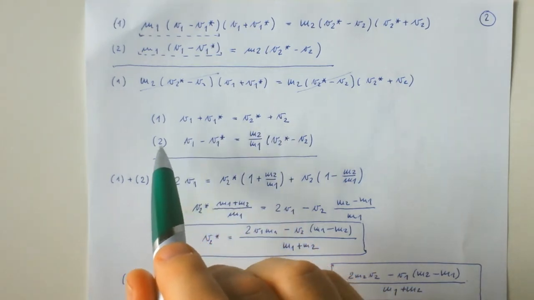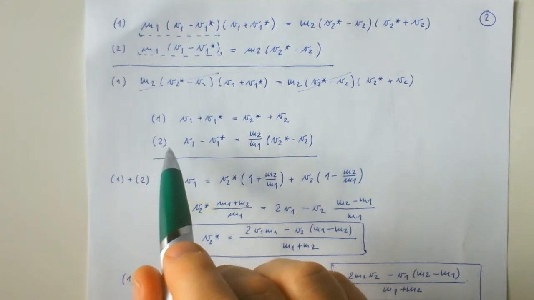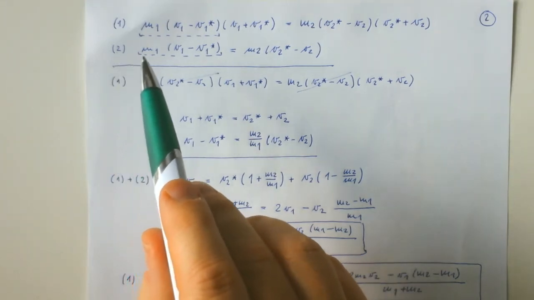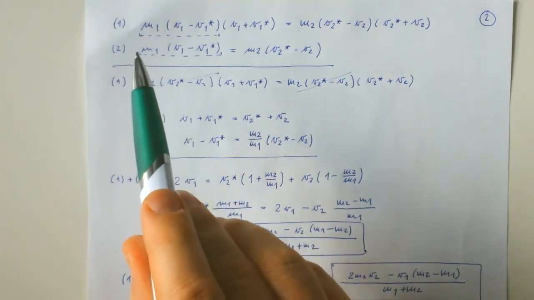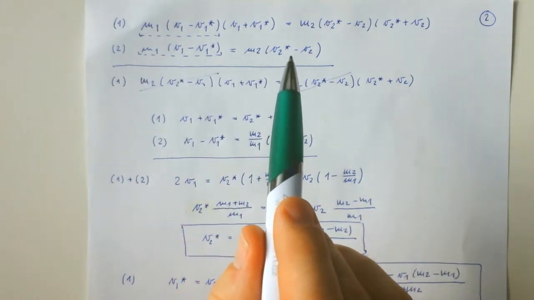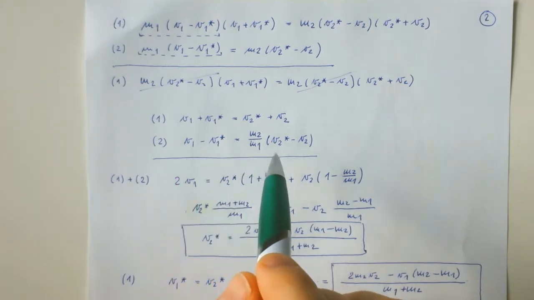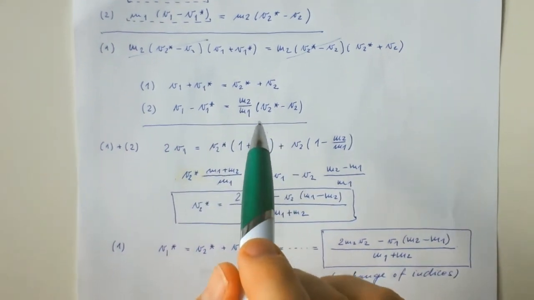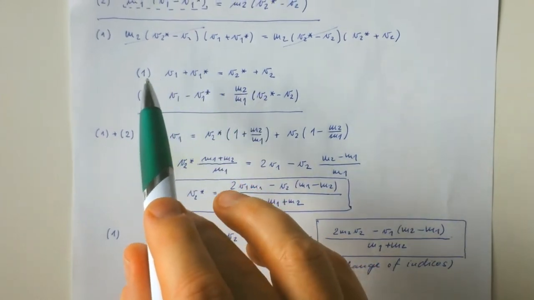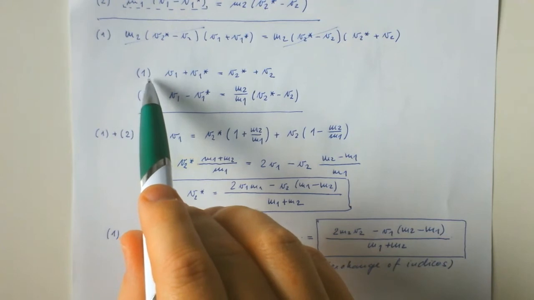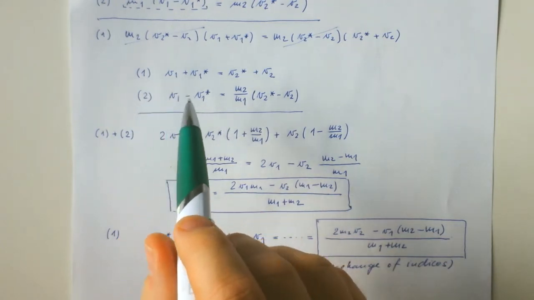And I rewrite also the second equation, and I will use it again. Okay, so I divide the whole equation by m1, and this remains. After that, it's convenient to sum both equations.